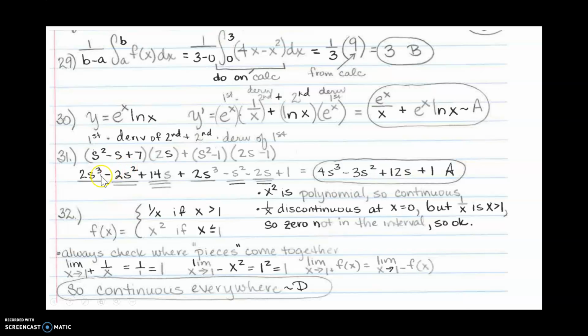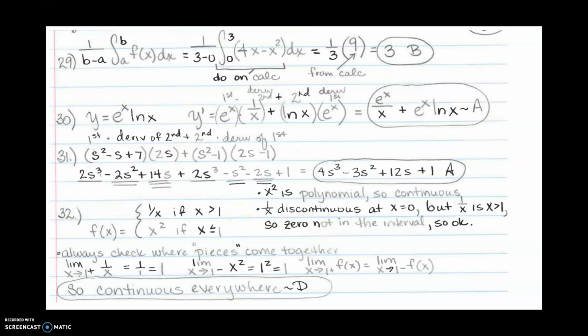So combining like terms, we've got 2s cubed and 2s cubed. That's 4s cubed. And then negative 2s squared and a negative 1s squared is negative 3s squared. 14s and negative 2s is 12s, and then our plus 1. For 32, they wanted to know about the continuity of this piecewise function.